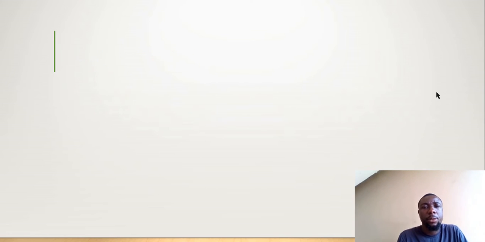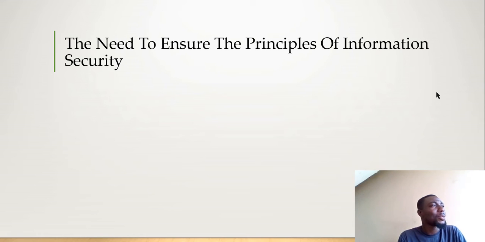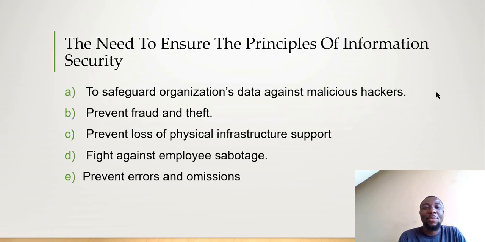Okay, so without wasting much time, we will look at the need to ensure the principles of information security. We have so many needs, but for now we will talk about 5 of them. A, to safeguard organization data against malicious hackers. B, prevent fraud and theft. C, prevent loss of physical infrastructure support. D has to do with the fight against employee sabotage. And the last one will be preventing errors and omissions.